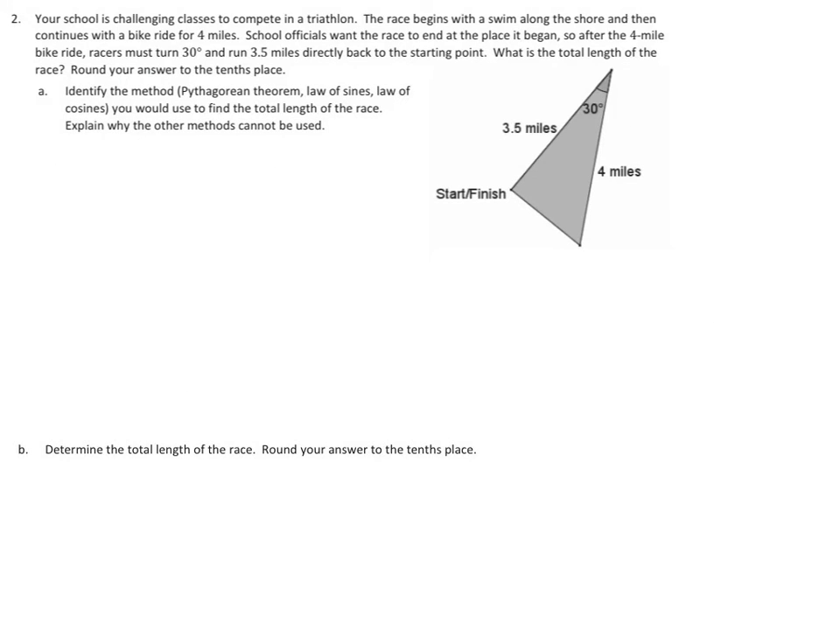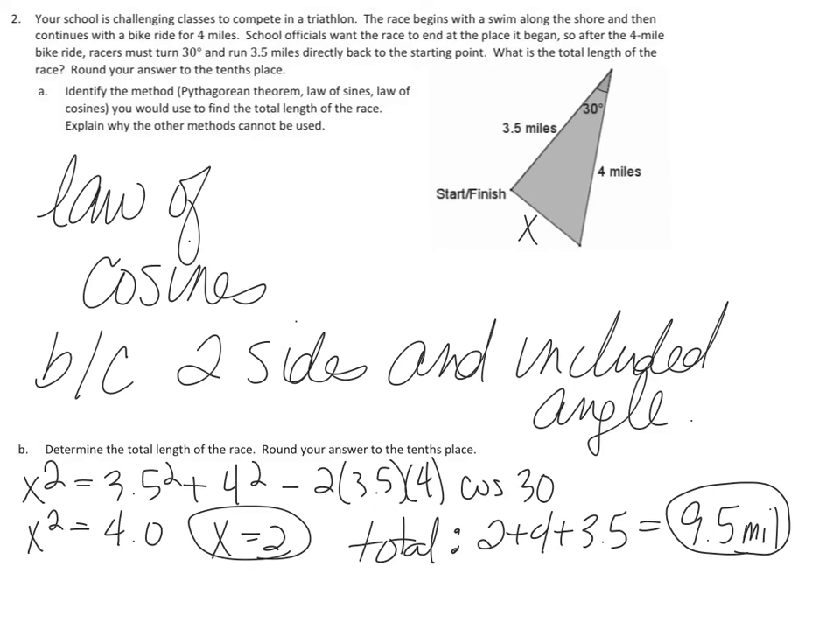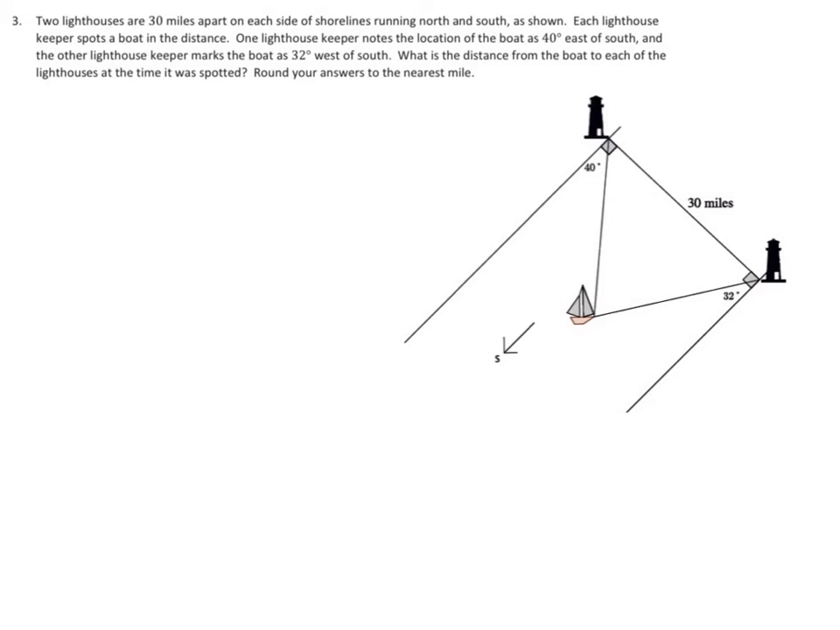I'm going to push pause. Alright, I used the law of cosines because I had two sides and an included angle. Added all the lengths together and got a total length of approximately 9.5 miles. Alright, next one. Go ahead and try it.